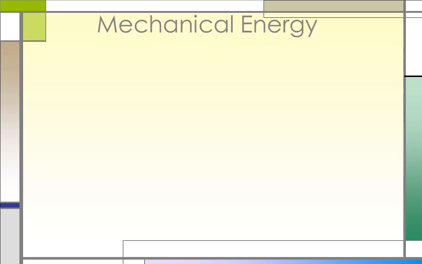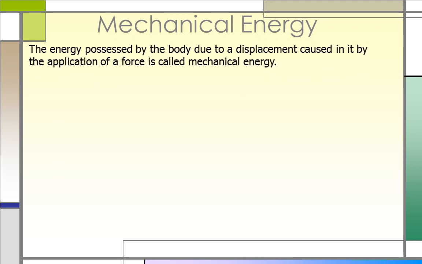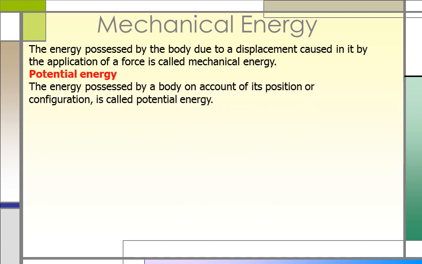So, mechanical energy is the energy possessed by a body due to a displacement caused in it by the application of a force. Clear? Suppose the displacement in a body can be caused either due to the motion of a body on the surface of the earth or a higher position above the ground level. Okay. So, this gives rise to two kinds of mechanical energies, and these energies are potential energy and kinetic energy. Okay. So, potential and kinetic energies are the kind of mechanical energy only. Clear? So, first we will see the potential energy.